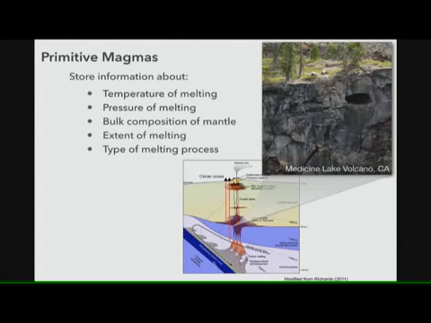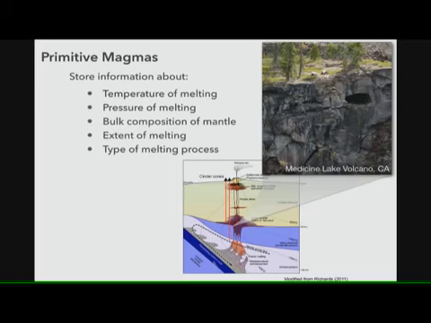And the main tool that we have at our disposal, like I showed you on that diagram, is these primitive magmas, these things that have made it to the surface with very little processing. And in their composition, they store information about the temperature they melted at, the pressure they melted at, the bulk composition of the mantle that formed them, the extent of melting of that mantle, and the type of melting process.